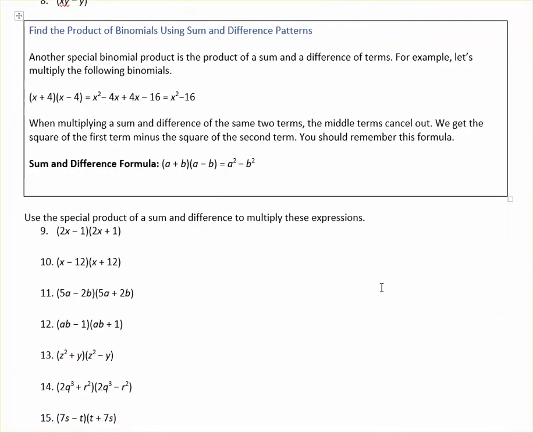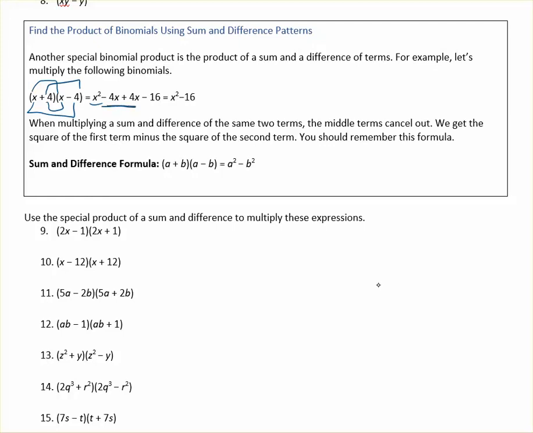All right, we also have this kind of special case. If you have a binomial times a binomial, and they're exactly the same, except one is a plus and one is a minus, something interesting happens to the middle term. So let's look at x plus 4 times x minus 4. First times first is x squared. The outer would be minus 4x because you have x times negative 4. The inner would be plus 4x. And then last times last would be minus 16.